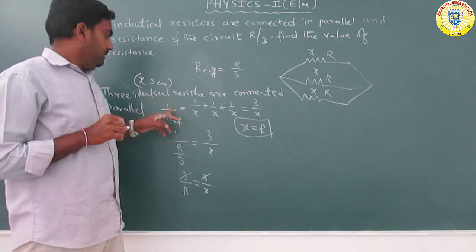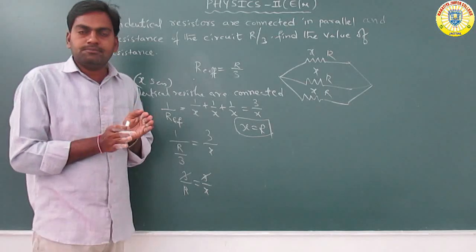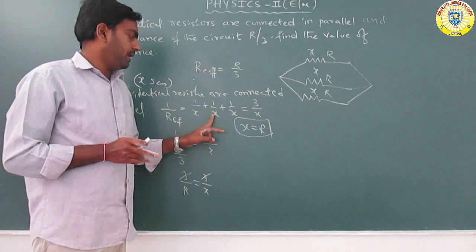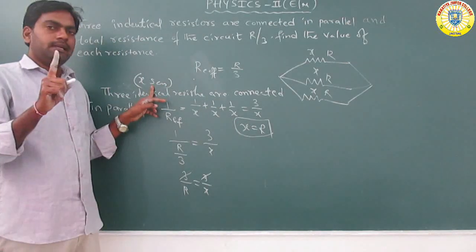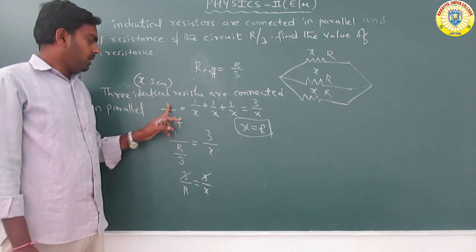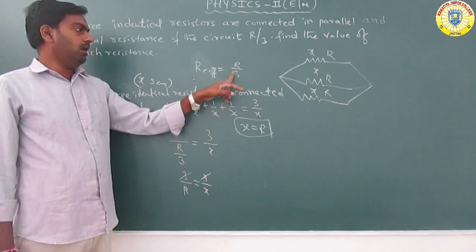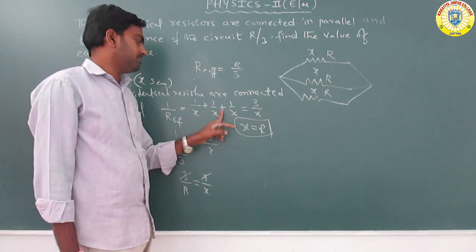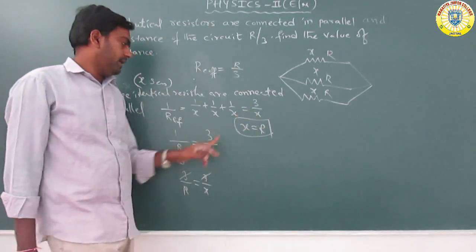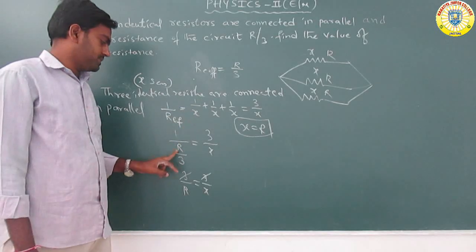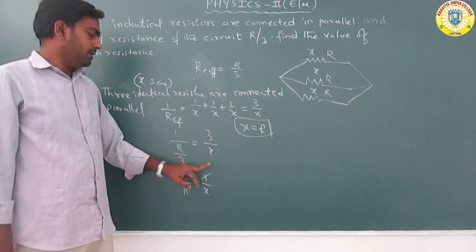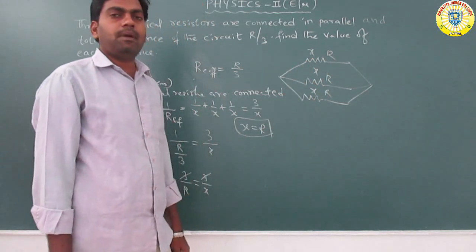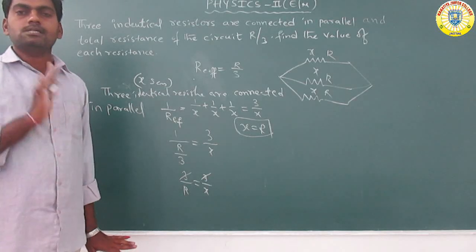According to the definition of the parallel combination, 1 by R effective is equal to 1 by X plus 1 by X plus 1 by X, because each identical resistance is called X. Now 1 by R effective is given as R by 3, so substituting, 1 by X plus 1 by X plus 1 by X is equal to 3 by X. So 3 by X is equal to 3 by R. The 3 cancels, X is equal to R, which means each resistance connected in the parallel combination is R. Okay, very important topic.